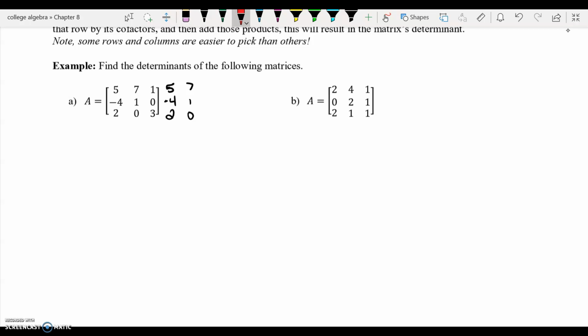Your next step, you're going to multiply all the numbers in a diagonal, and it has to be these diagonals first, and then add them. So I would take 5 times 1 times 3, which would be 15. If there's a 0 in there, it's obviously going to be 0, just to show you guys.